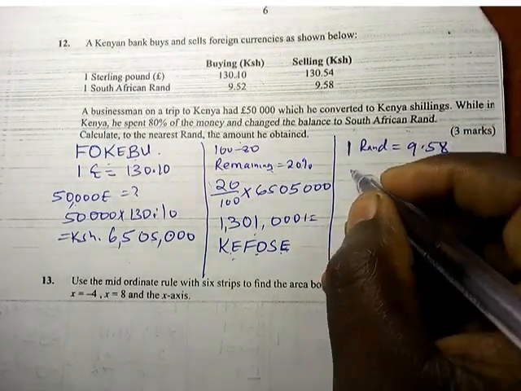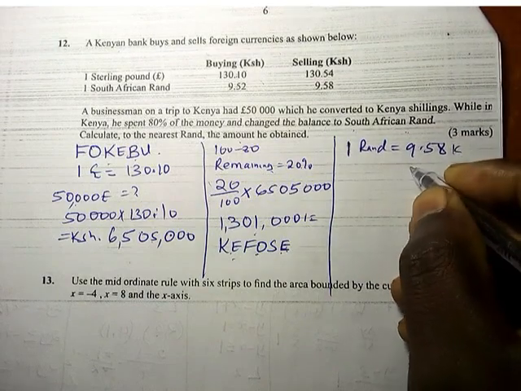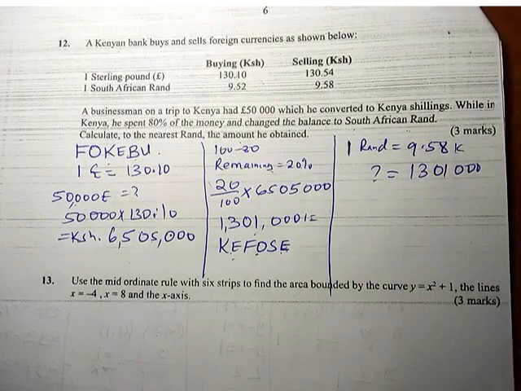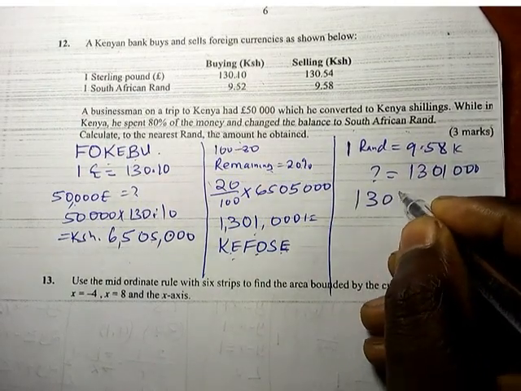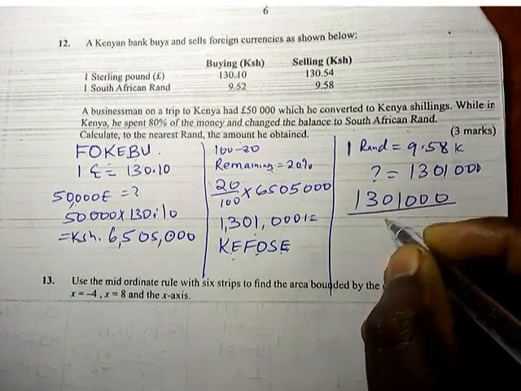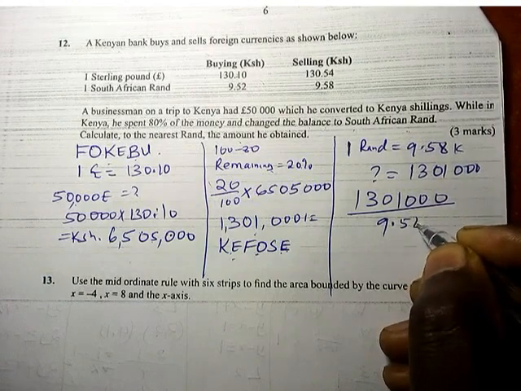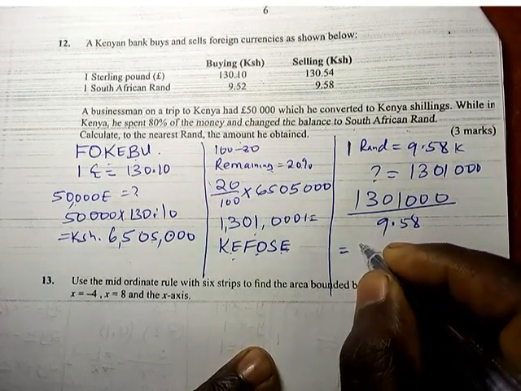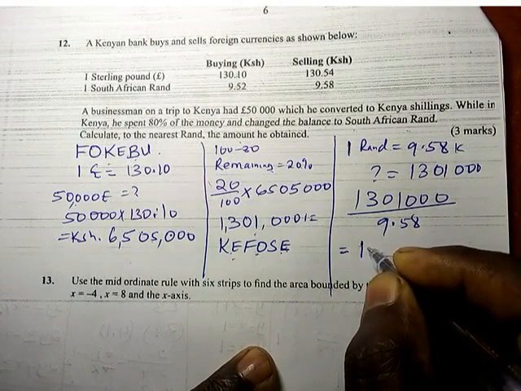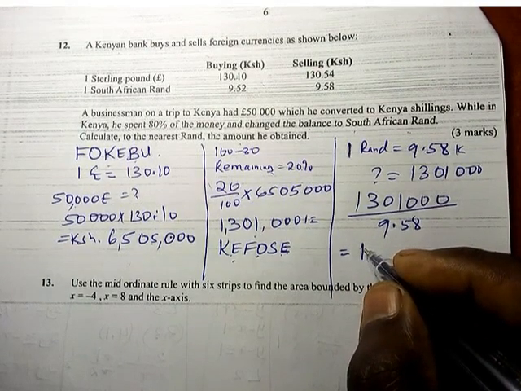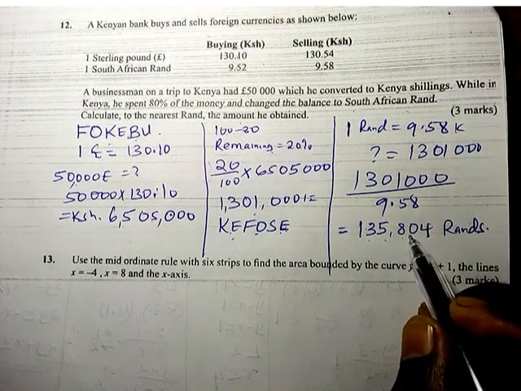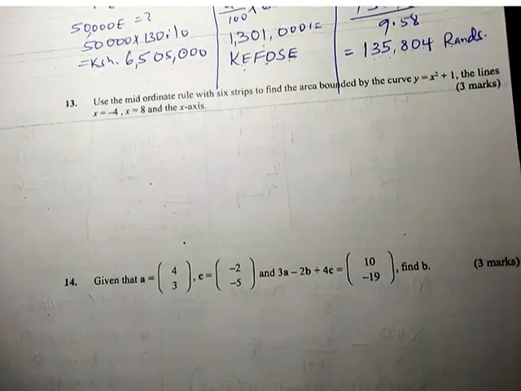What about 1,301,000? How many rands would that be? It will be 1,301,000 divided by 9.58. That one will give 135,804 rands.